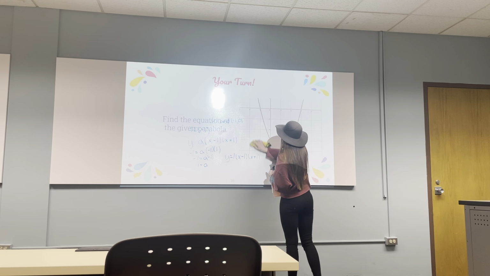Alright, so I'm guessing everybody has their x-intercepts. So it's -2, 0, and 6, 0. Then our vertex is over 2, down -8.